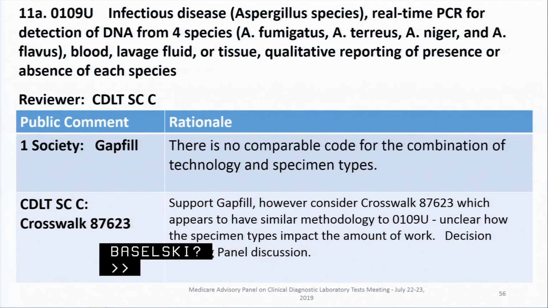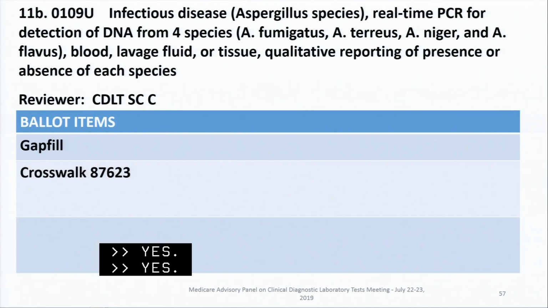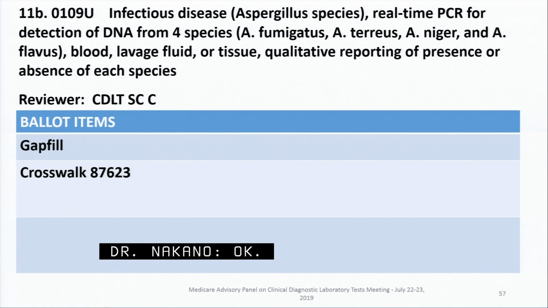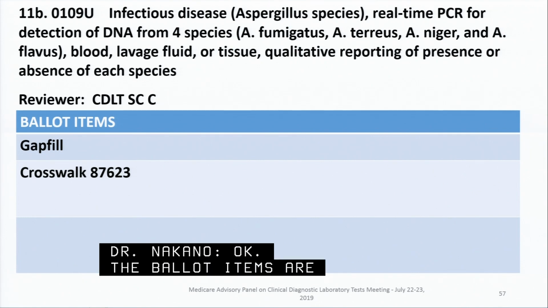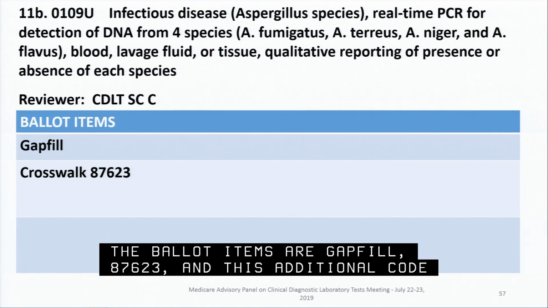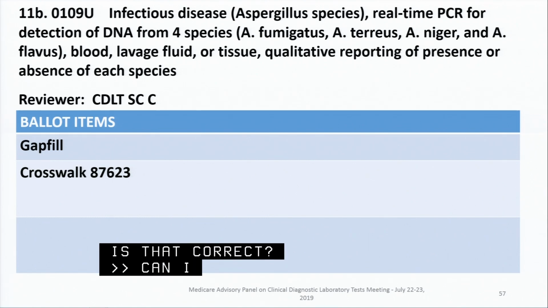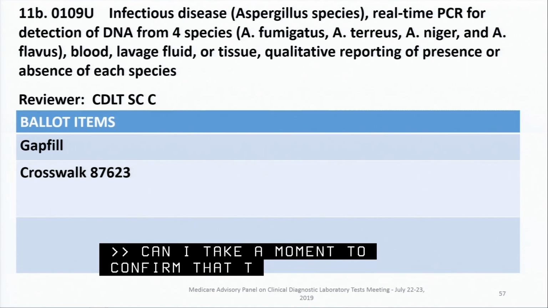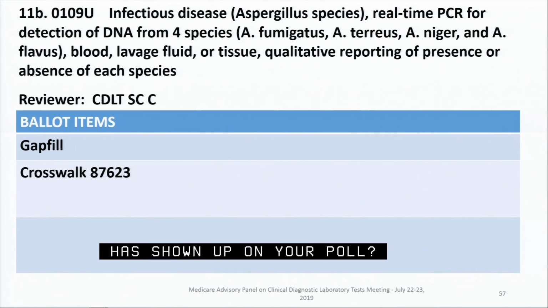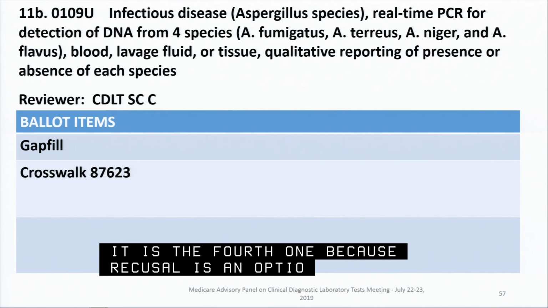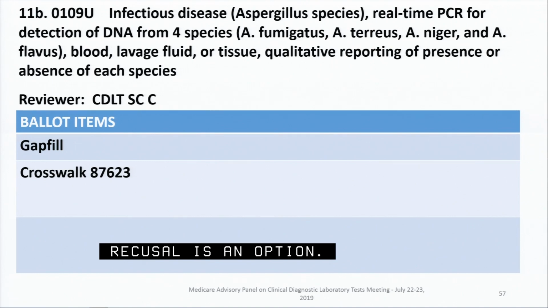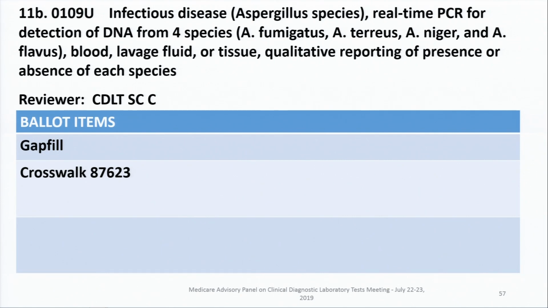Yes. Yes. Okay, so the ballot items are gap fill, 87623, and this additional code of 87631. Is that correct? Can I just take a moment to confirm that that fourth option has shown up on your poll? Excellent. So it's the fourth one because recusal is an option. That's correct. If you haven't already, go ahead and vote.